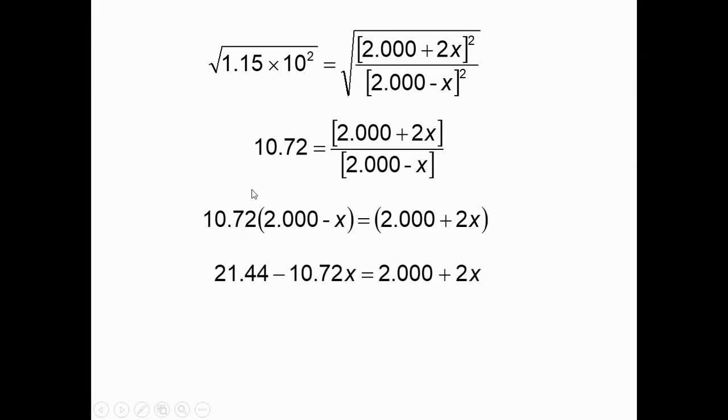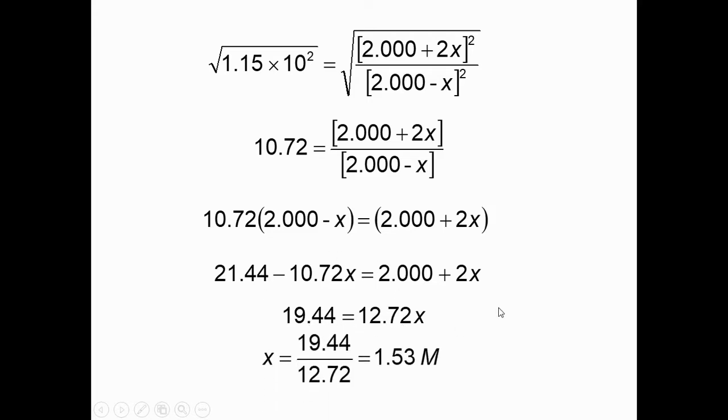Then you use the distributive law, so 10.72 times 2, 10.72 times negative x. So you're just opening up the bracket, equals 2 plus 2x, and then we're going to collect like terms, so all the x's go on one side. I'm going to bring this negative 10.72 over here to make it 12.72x. 21.44 minus 2 gets you this, and then divide both sides by 12.72, and I get 1.53 moles per liter.